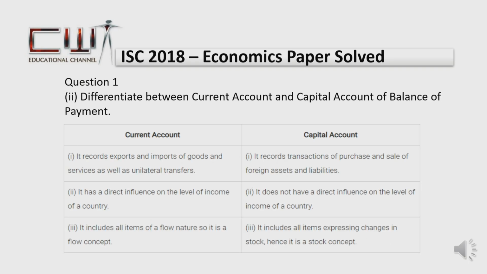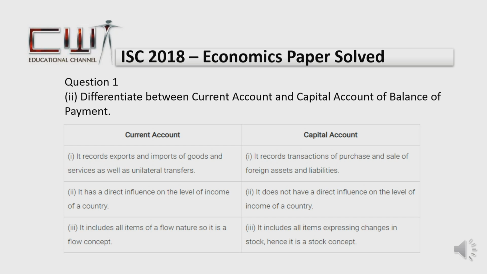Our next question is differentiate between current account and capital account of balance of payment. Under current account, it records the export and import of goods and services as well as unilateral transfers. Unilateral transfer means one-sided transfers. Under capital account, it records transactions of purchase and sale of foreign assets and liabilities.